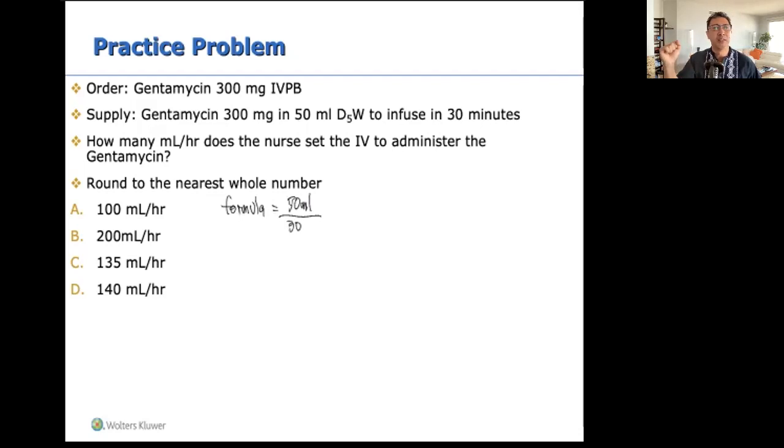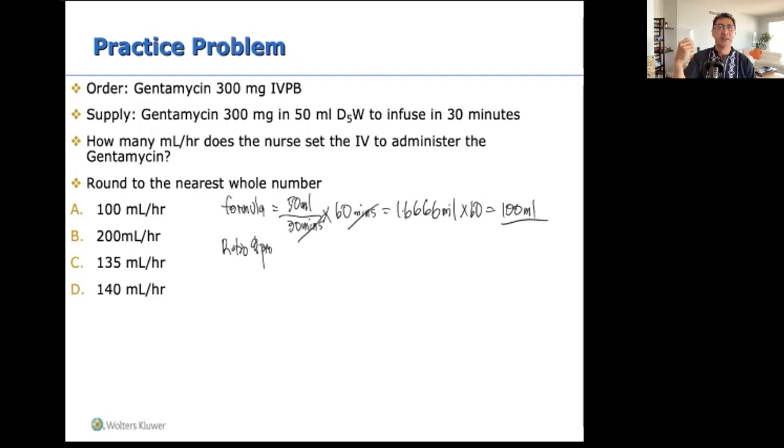Same over here, gentamicin 300 milligrams IV piggyback. But it comes in 300 milligrams in 50 ml of D5W to infuse in 30 minutes. Some of you probably already did it in your brain. How many mLs do you need to set the IV pump to administer the gentamicin? Regardless of whatever antibiotic this is, I have 50 ml that needs to go to the patient in 30 minutes. And I can only set the pump per hour.